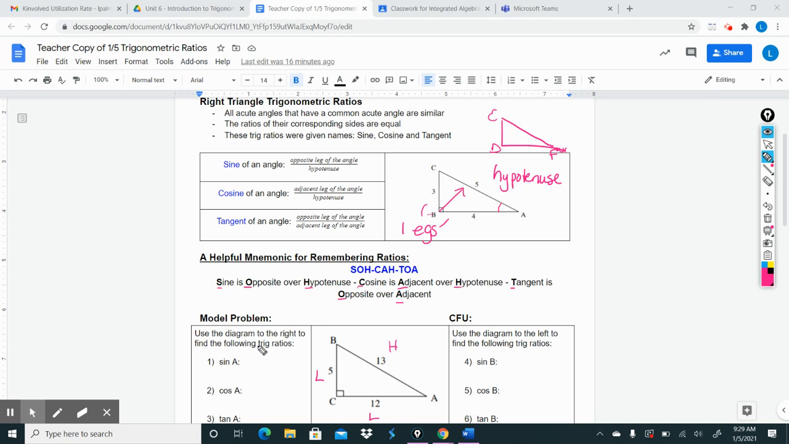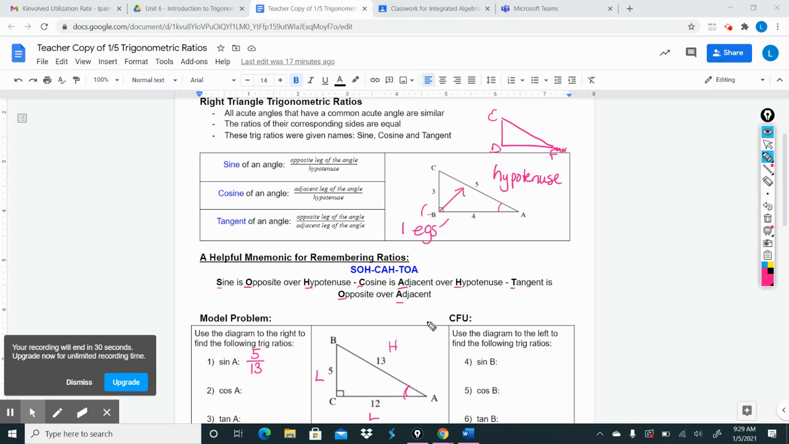For our model problem, we're going to use the diagram here to find the following trig ratios. The sine of A: remember, sine is opposite over hypotenuse. The opposite leg is 5, divided by the hypotenuse, which is 13. So 5 over 13 is the sine of A. Cosine of A is adjacent over hypotenuse. The adjacent leg is 12 and the hypotenuse is 13, so that's 12 over 13. For tangent, we have the opposite leg over the adjacent leg, so that's 5 over 12.